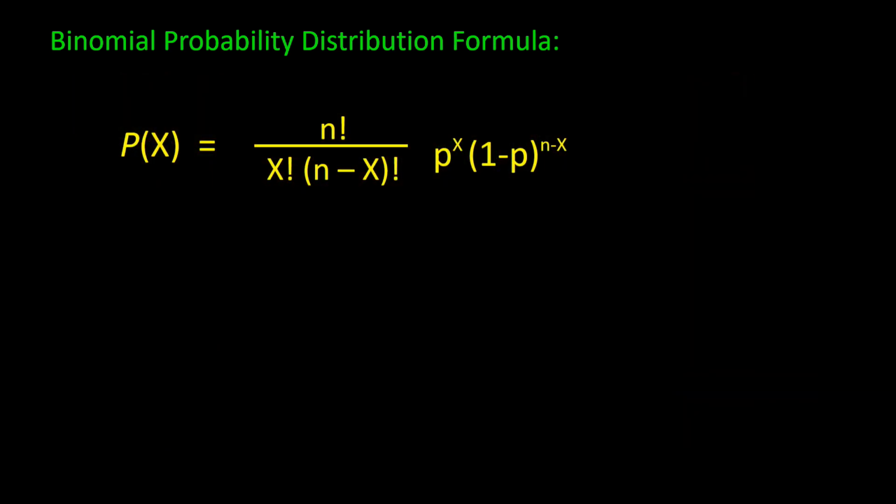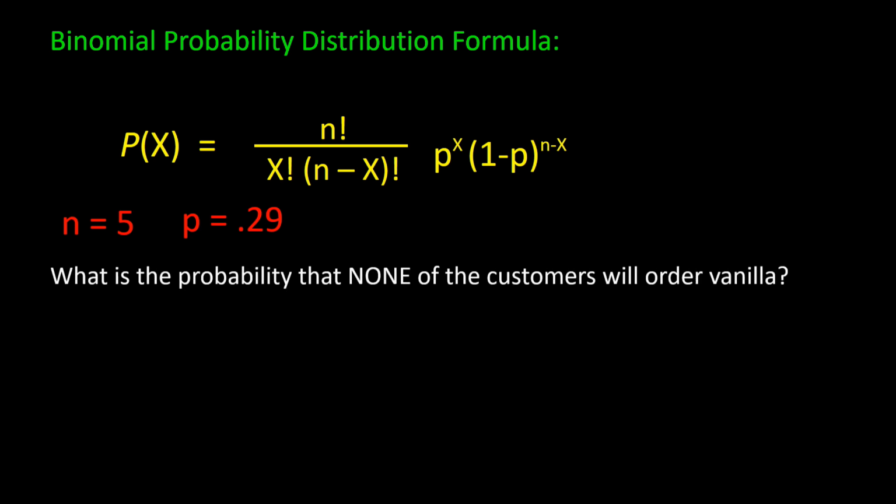So let's fill in the formula for the binomial distribution by hand, and then we'll do this using Excel. For this example, we have n equal 5, since there are 5 observations, that is 5 customers. We have p equal 0.29, since the probability of a success from past data, that is of customers ordering vanilla flavor, is 0.29 or 29%. And finally, we want to know what is the probability that none of the customers will order vanilla. So none is 0, so x, the number of successes, is 0.